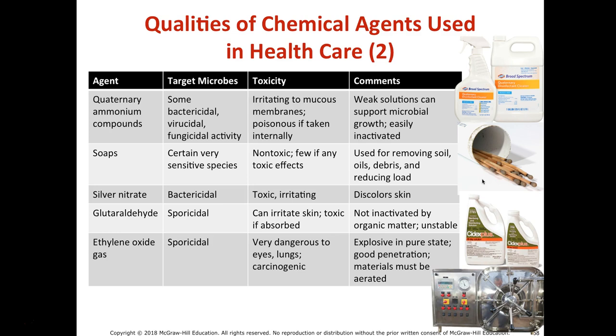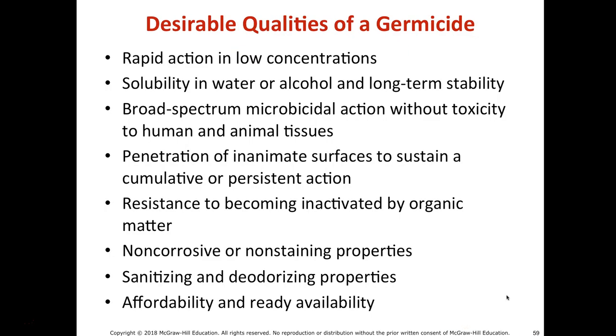And lastly, we have ethylene oxide gas. This is also sporicidal. It can be very dangerous to our eyes, lungs, and it can be a carcinogenic, meaning it can cause cancer. So in its pure state, it could be explosive. It has good penetration, and materials must be aerated. So we have an image down here of a chamber that has this ethylene gas in order to kill off the microbes in a controlled environment.